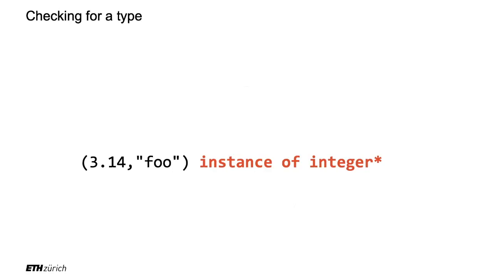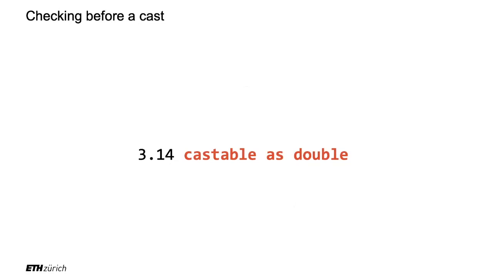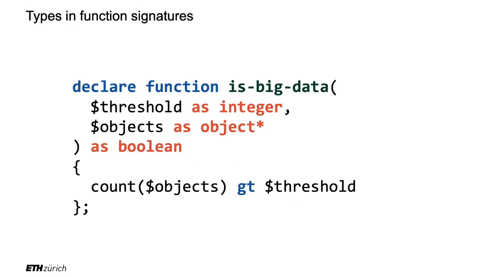It's false, right? The second one is not an integer. So 314 foo is not of type integer star, right? So this is false. Okay. Castable tests for castability, if you can change the type. So 314, is it castable as a double? Yes, absolutely. You can have a double that is 3.14.